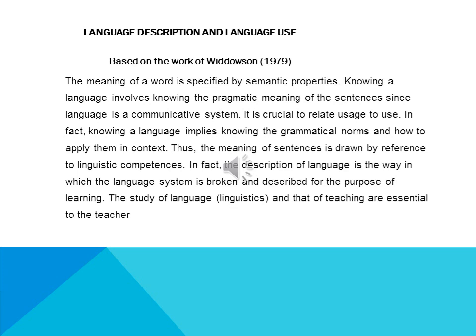Therefore, the meaning of a word is specified by semantic properties. Knowing a language involves knowing the pragmatic meaning of sentences, since language is a communicative system. It is crucial to relate usage to use, the notion of knowing and doing. In fact, knowing a language implies knowing the grammatical norms and how to apply them in context. Thus, the meaning of sentences is drawn by reference to linguistic competences.